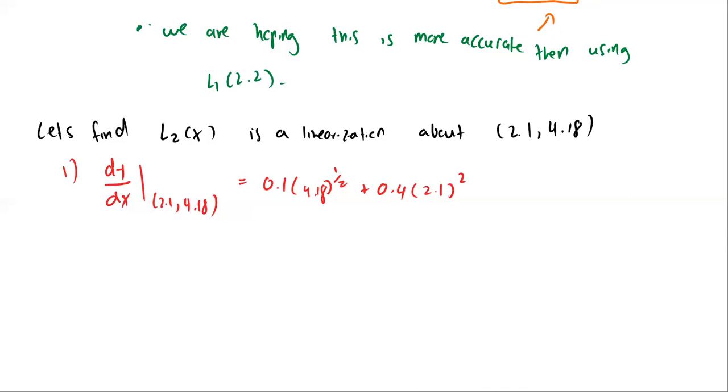Again, I'm not going to do this by hand. I'm just going to put it into my calculator. It's 4.18 to the 1/2 power times 0.1 plus 0.4 times 2.1 squared. See what that gives me.